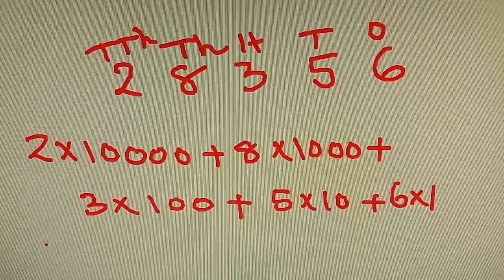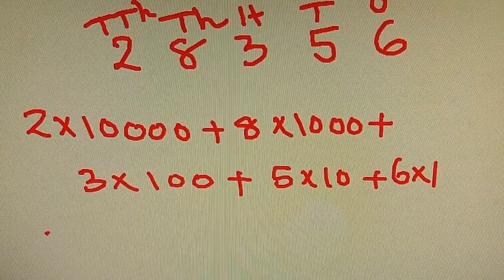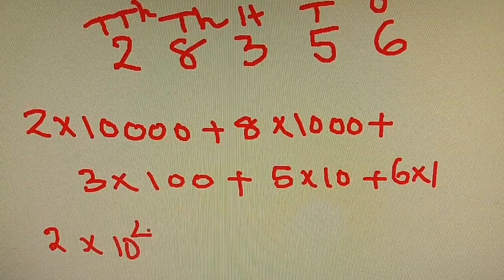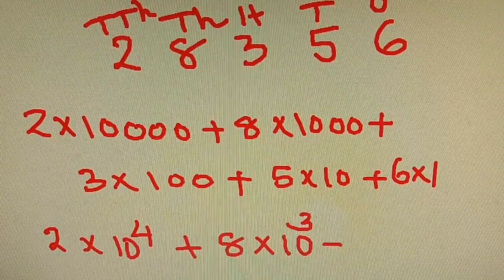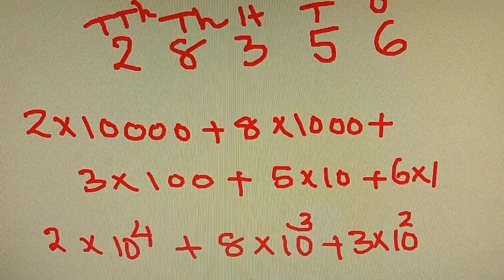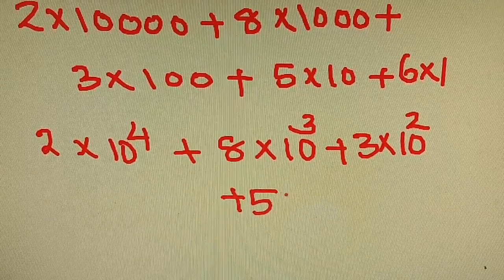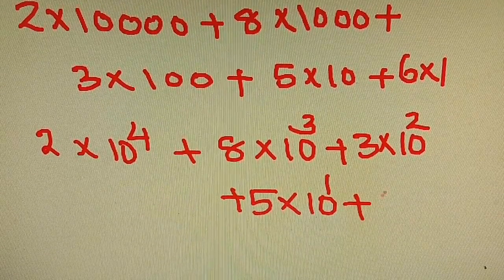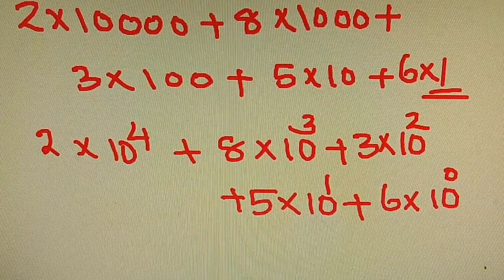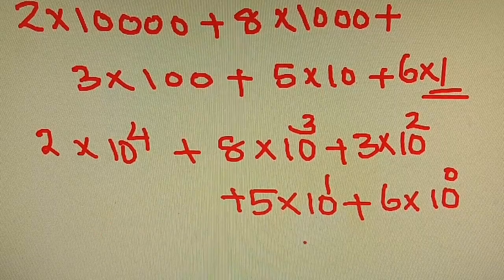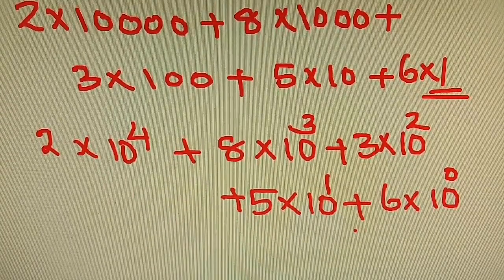Okay, so in exponential form how can we write this one? So that is 2 into 10 to the power 4 plus 8 into 10 to the power 3 plus 3 into 10 square plus 5 into 10 to the power 1 plus 6 into 10 to the power 0, because for this 1 we can write 10 to the power 0. So it is the expanded form of that number by using exponents. Okay.